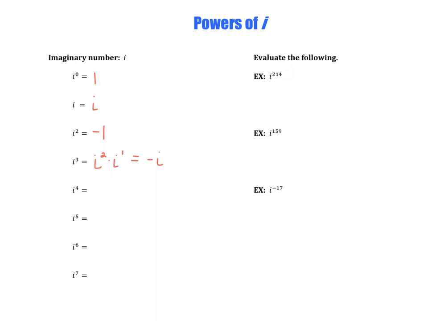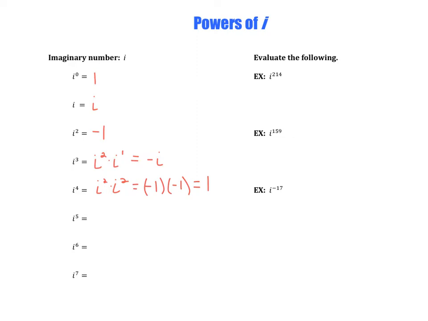All right, now let's look at I to the fourth. So one way we could rewrite I to the fourth would be I squared times I squared. Again, if we are multiplying something that has the same base, we add our exponents. So I squared times I squared is I to the fourth. All right, well, we know that I squared is negative 1. If we multiply negative 1 times negative 1, we get a positive 1. Okay, so let's keep going.